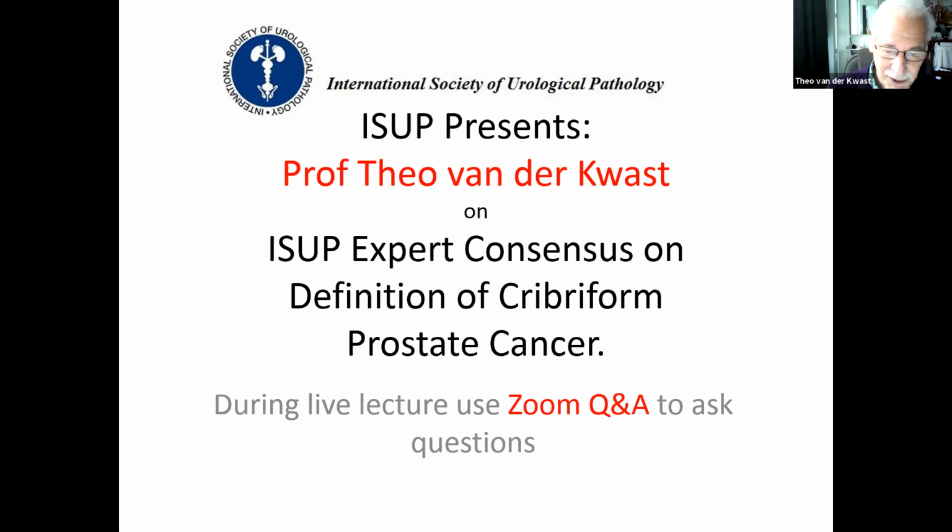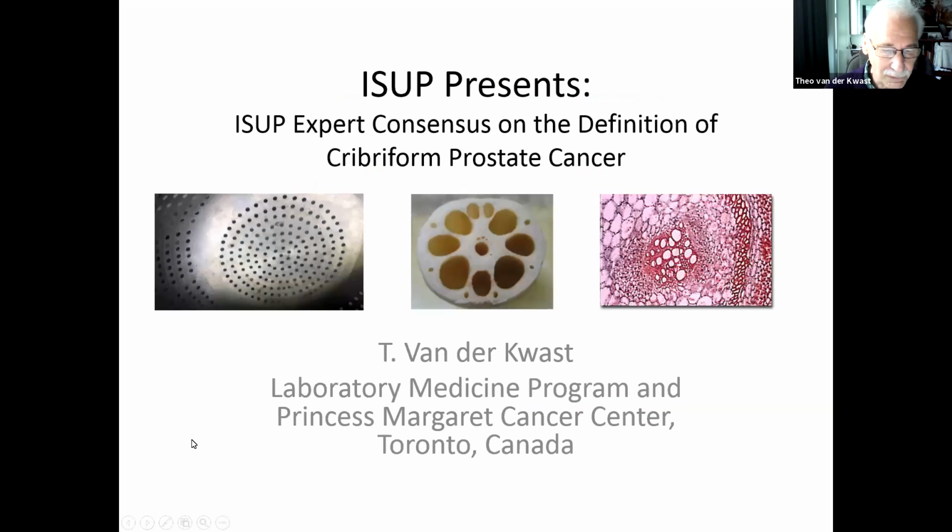As you know, the topic of this ISUP presentation is the definition of cribriform pattern prostate cancer. In the past few years, cribriform pattern prostate cancer has received a lot of attention because of its distinct prognostic implications. It is therefore important to diagnose it correctly, and that's why the ISUP installed a working group to draft a definition of cribriform pattern prostate cancer and to generate an educational slide set. And this lecture presents to you the results of this working group.